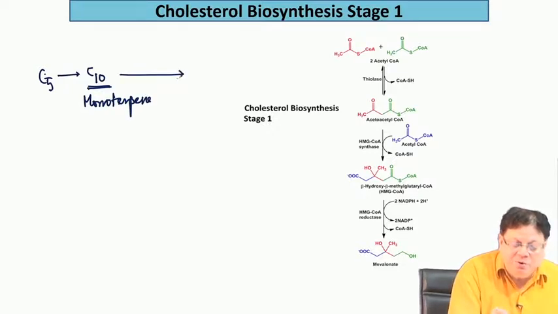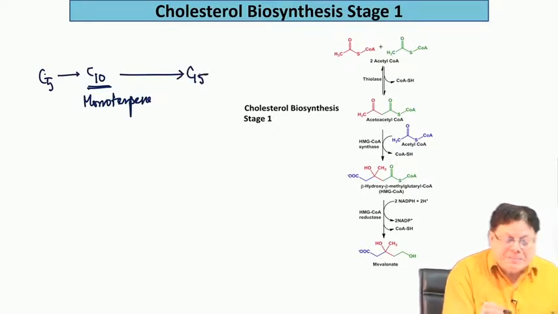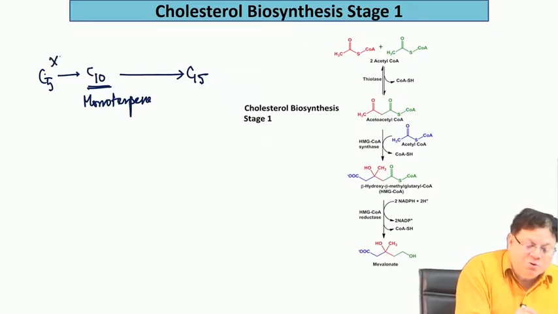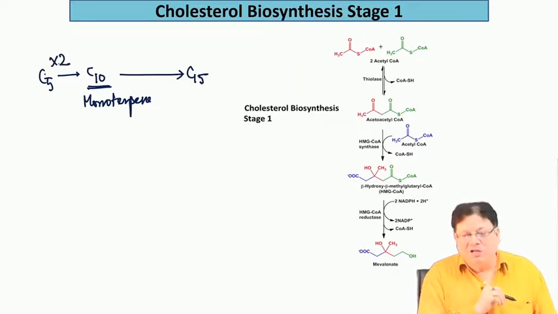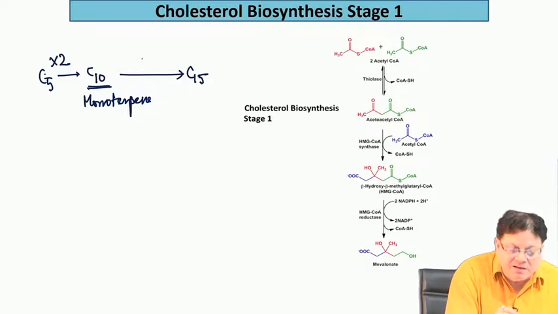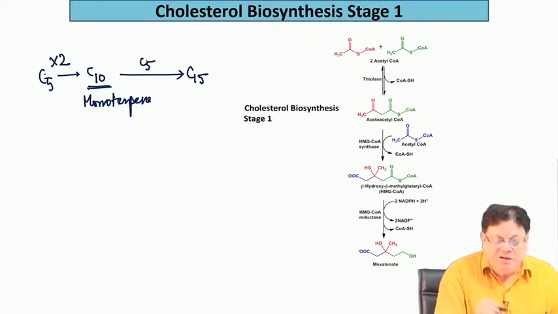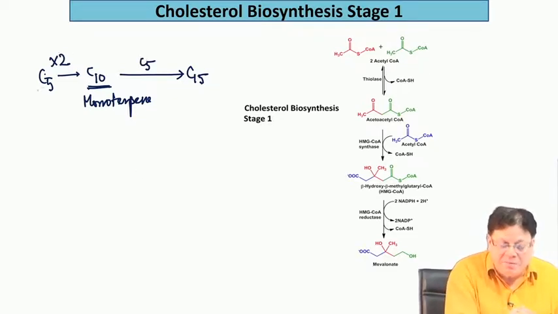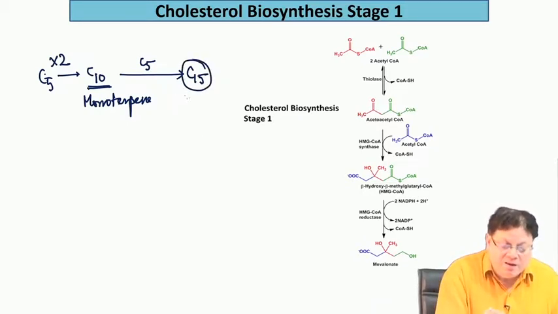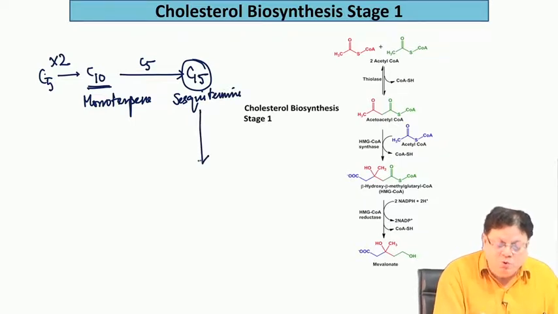Then the C10 goes to C15. That means first two C5 units condense with each other to give C10, then the C10 condenses with a C5 unit. We will come back to these units, whether they are the same or different, we will discuss that. You get C15. That is what is called a sesquiterpene. A sesquiterpene is a 15 carbon containing compound.